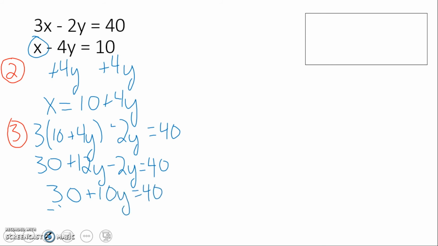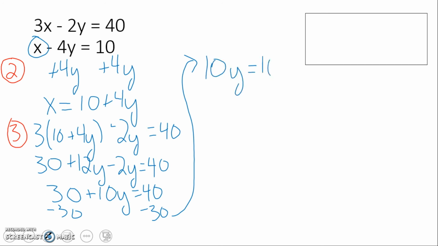And then we'll subtract that 30 from both sides. I'm going to bring that right up here. We'll get 10y on the left of the equation. And then 40 minus 30 is just 10. Which then leaves us with y equals 1.